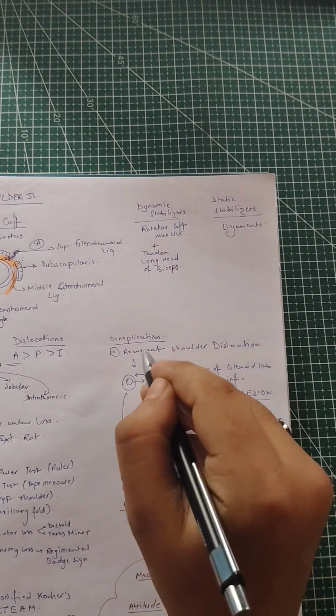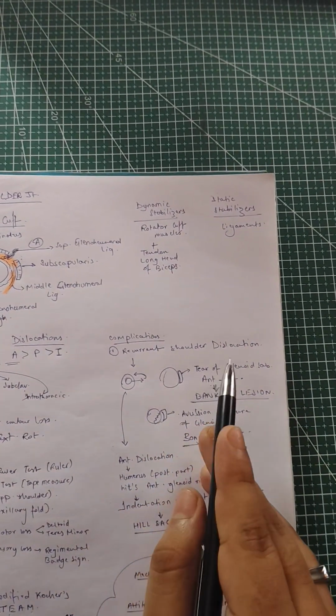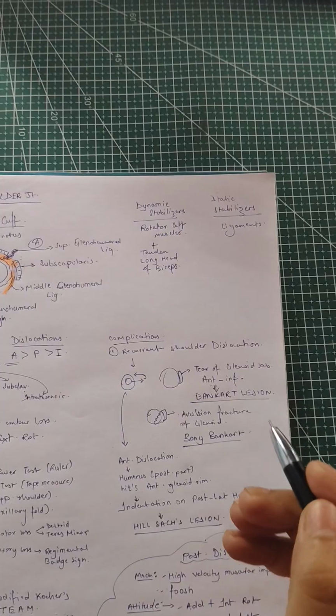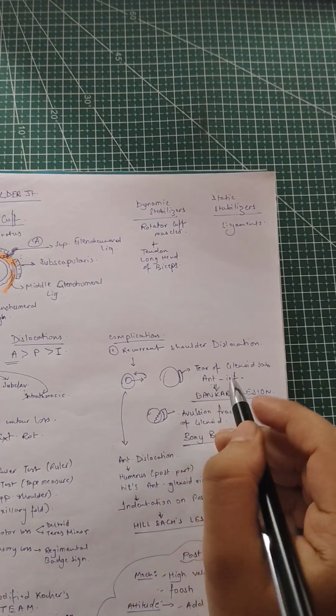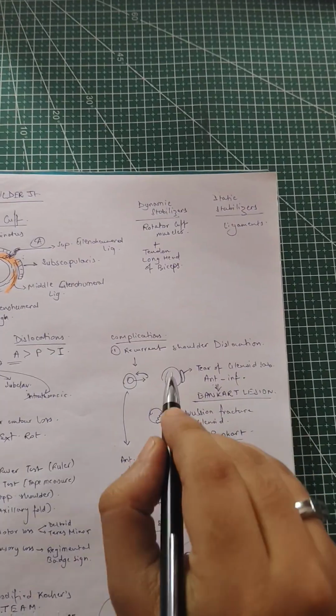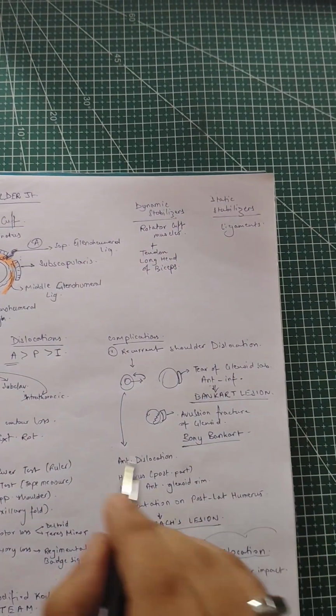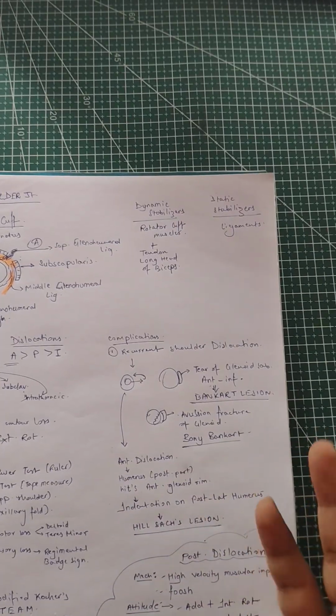Why do recurrent shoulder dislocations occur? When the humeral head comes out from the front, it detaches the glenoid labrum. It tears away the glenoid labrum with itself anteroinferiorly, and that is called the Bankart's lesion. Sometimes, while the glenoid labrum is tearing off, it causes an avulsion fracture along with it, right.